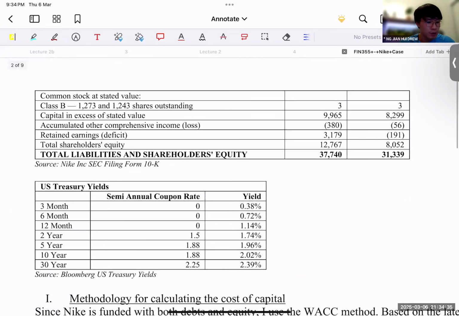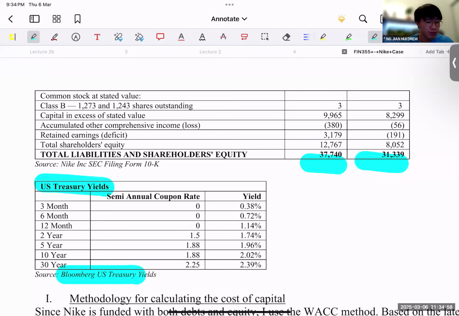What else do you have? So based on the Nike 10-K filing, we know that these are the various shares outstanding as given here. What else? Based on Bloomberg, because this is a question, you give all the information, so that's a good thing.